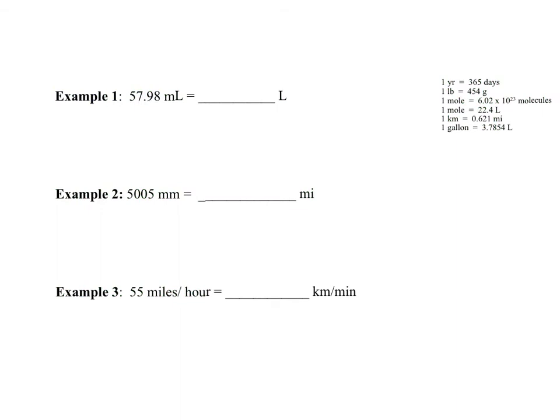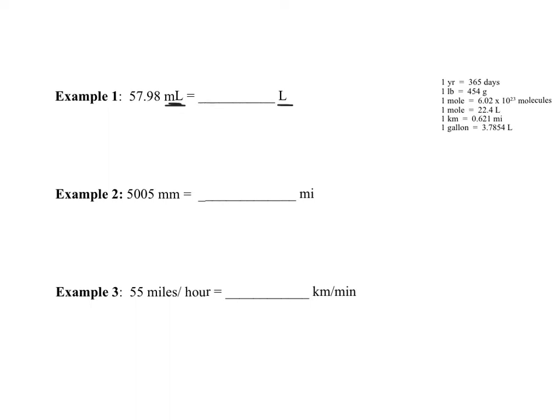Okay, so we ran through all of those steps. Let's actually do an example problem so that we can kind of see how these steps work. So example 1, 57.98 milliliters. My starting unit is milliliters. That's my given right there. Step 1, find your given, milliliters. Step 2 says figure out where I'm trying to go. Well, I have milliliters. I want to end with just liters. So I want to go from milliliters straight to liters.